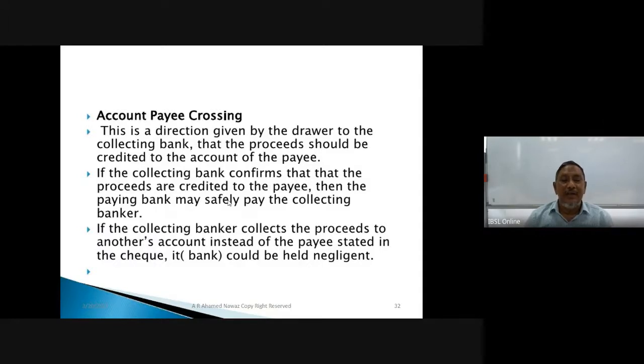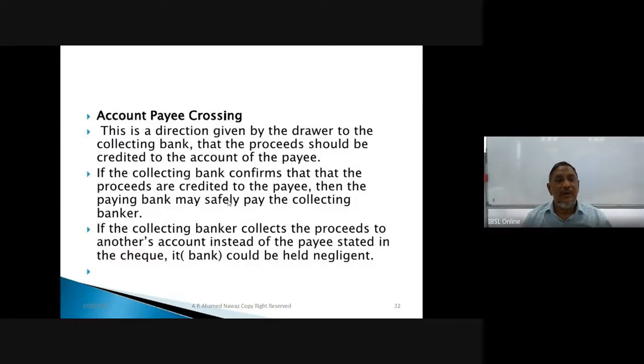If the collecting bank confirms that the proceeds are credited to the payee, then the paying bank is safe to pay the collecting bank. What does it mean? It is the responsibility of the collecting bank to confirm whether this check has been collected for the payee, the person named in the check, not anybody else. Only one circumstance is permitted to collect the check for other than the payee.